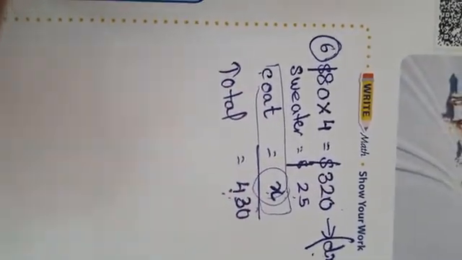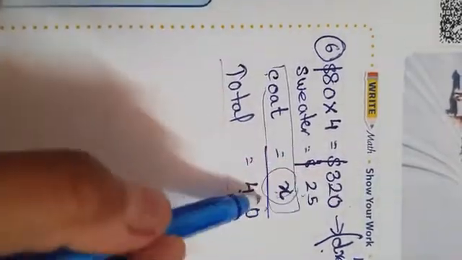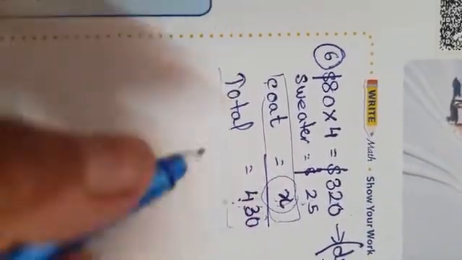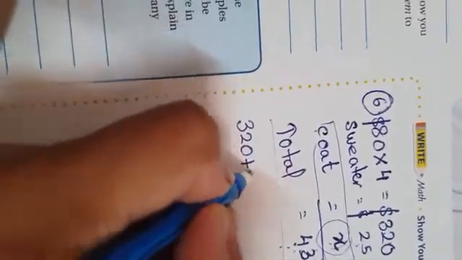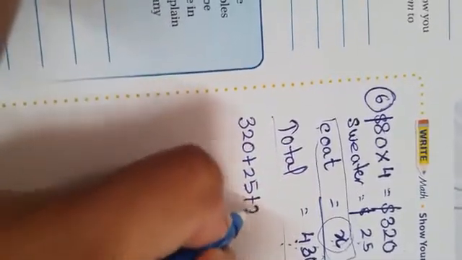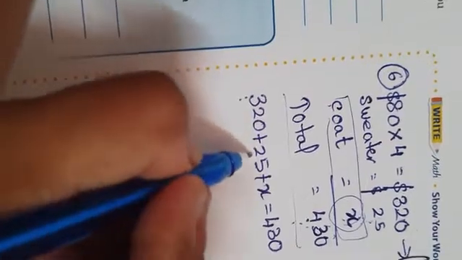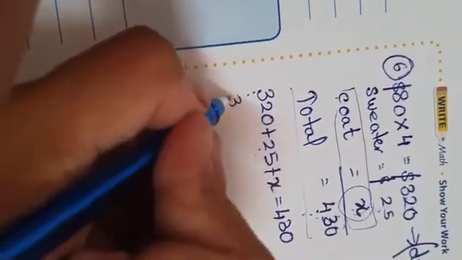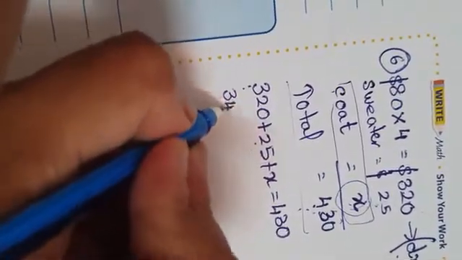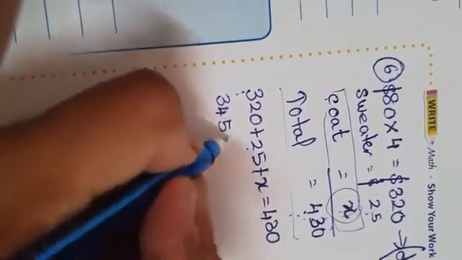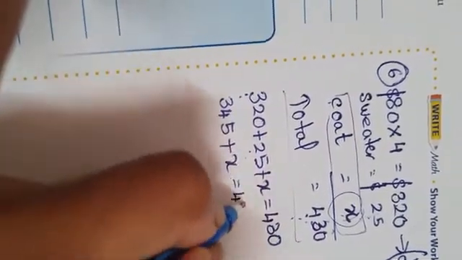Now the problem here is we don't know what is X. So how are we going to find out what's X? But we know the total. When we add the 3, we will get 430. So let's write the equation for this. 320 plus 25 plus X should give you 430. First let's add these 2. How much is 320 plus 25? That's going to give you 345. Plus X equals 430.